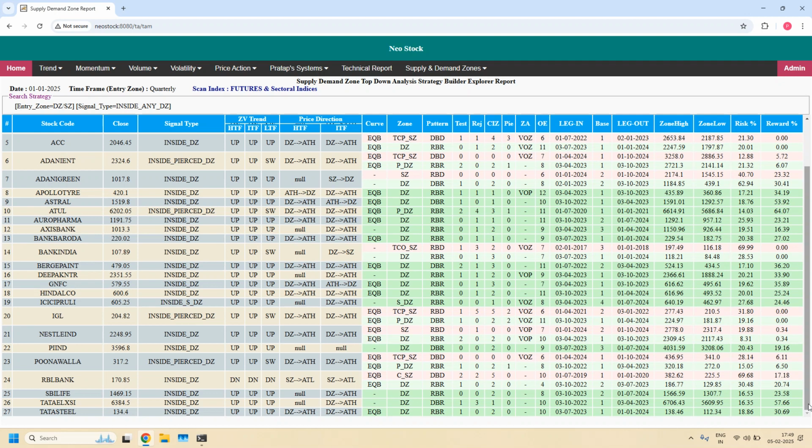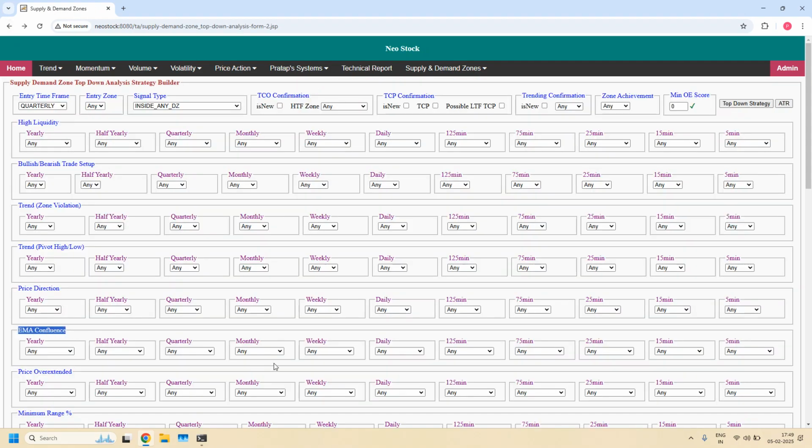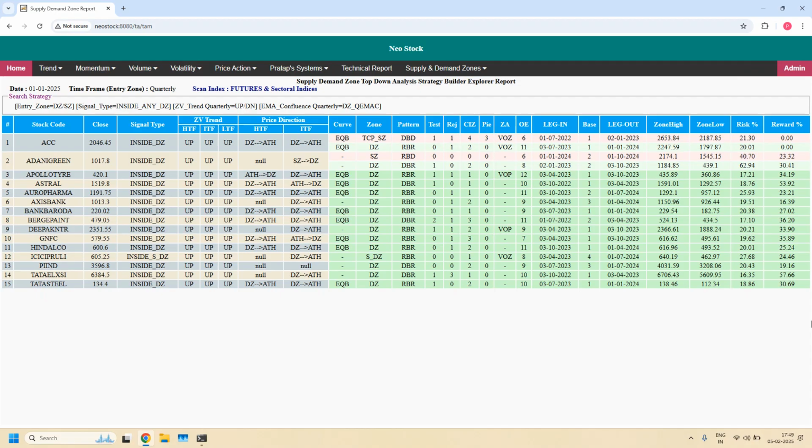We can further filter this list by citing high probability parameter EMA Confluence. So in the EMA Confluence parameter at quarterly time frame, I am setting the filter quarterly demand zone having quarterly EMA confluence. And when you set EMA confluence, trend on the quarterly time frame should not be sideways. It can be up or down. With these filters, now the list has come down to 15 stocks. So all these quarterly demand zones are having quarterly EMA confluence, and current price closed inside the quarterly demand zone.